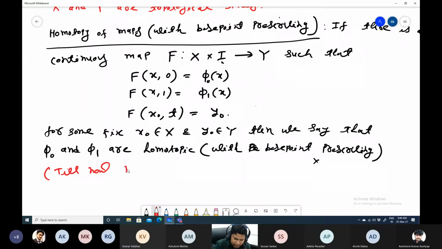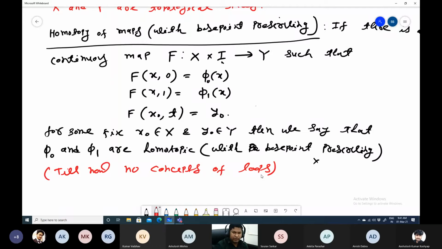So till now, no concepts of loops. So obviously, right? Because phi 0 and phi 1 is just a function. Function means just a map from a topological space to another topological space. But for a loop or path, we need the domain to be an interval, right? Because here we do not have that.